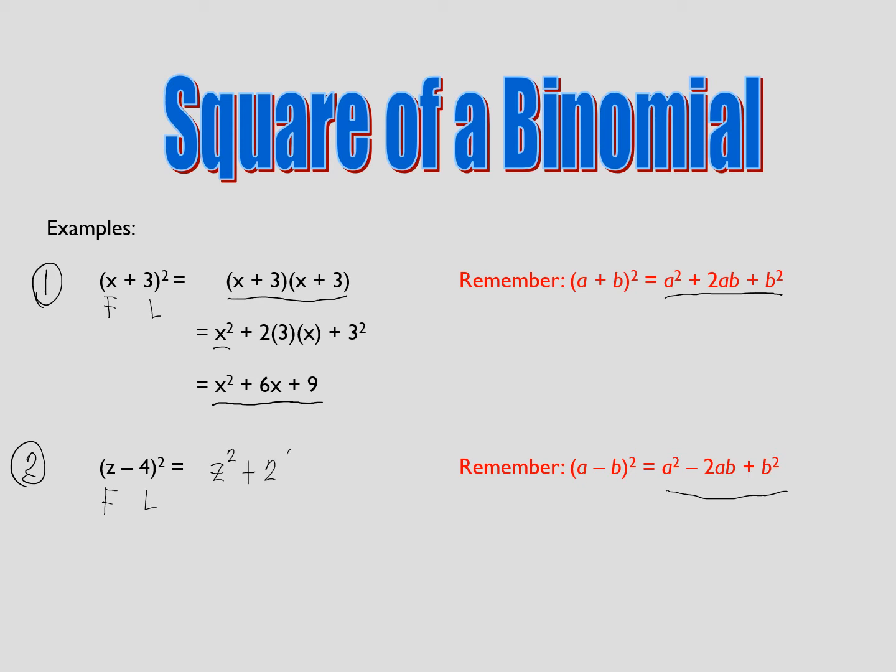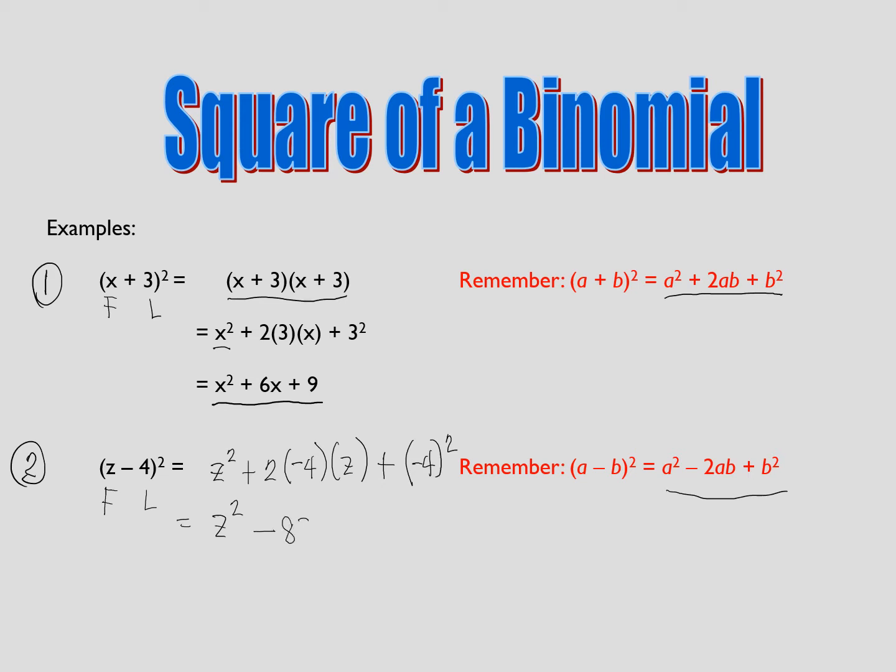Plus twice the first term times the last term, so 2 times negative 4 times z. And then we square the last term, so we have negative 4 squared. But again, we still have to simplify this to make it look better. So we have z squared. Multiply the two coefficients, 2 times negative 4. That's actually negative 8. Negative 8 times z, so it's negative 8z.